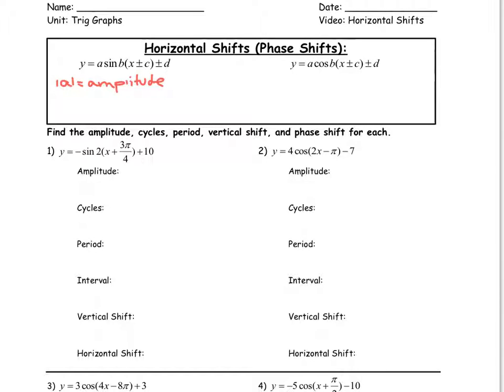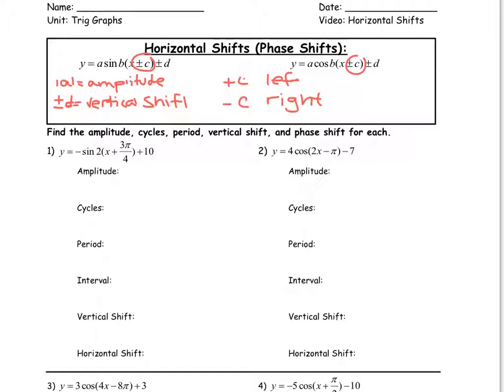And we know that the plus or minus d is the vertical shift. But the question is what is this plus or minus c on the inside of the parentheses? Now you should recognize that this is a horizontal shift. So if it's plus c, it goes to the left. Remember, it's the opposite. And if it's minus c, it means to go to the right.